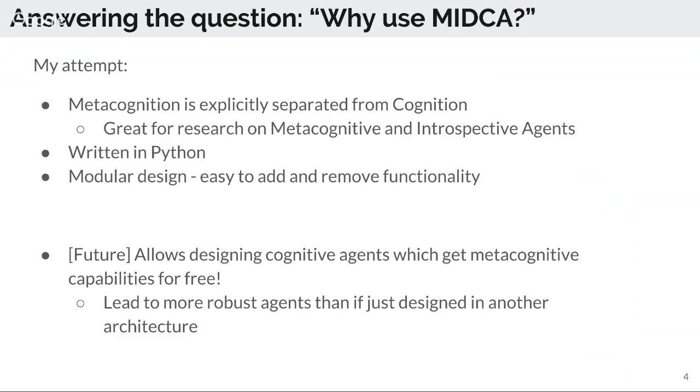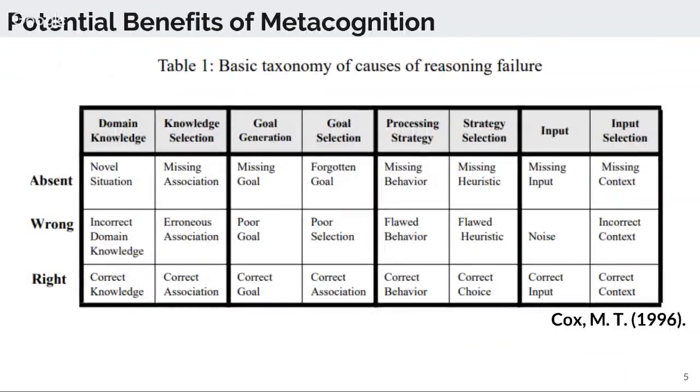And because the metacognitive layer is meant to be independent from the world, right? It's just focusing on cognition. Perhaps you can get a lot of metacognitive functionality for free. And this might lead to more robust agents for the person designing the cognitive agent. So that's kind of what I see as a vision. It might be really cool.